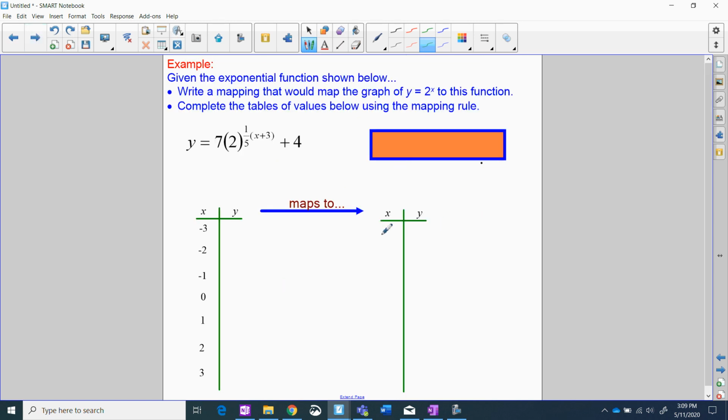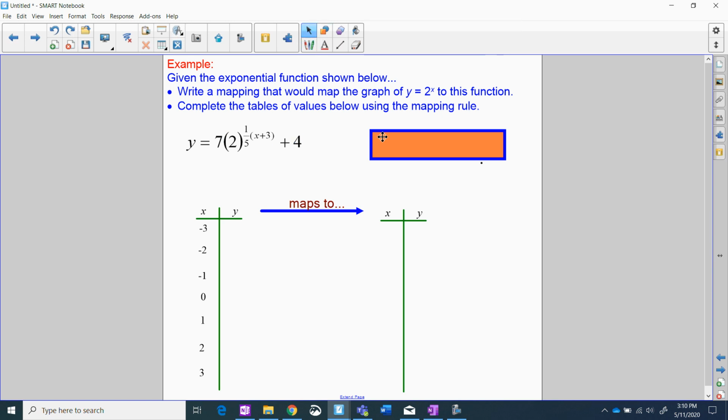This just kind of shows you what I was talking about a moment ago. If you have y equals 7 times 2 to the exponent 1/5 (x + 3) plus 4, and you wanted to do a mapping, I'm going to multiply the x's by 5, move them left 3, multiply the y's by 7, and then move them up 4.